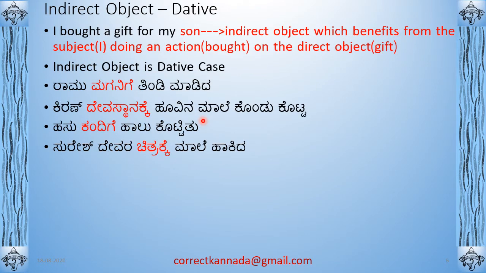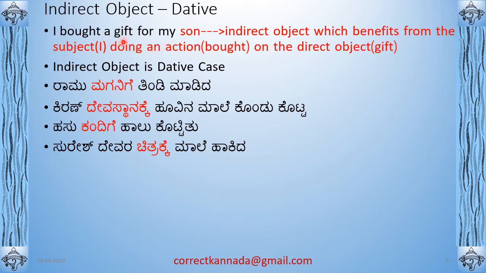Next. I bought a gift for myself. So here what are we saying? Indirect objects are in dative case. Dative is chaturthi vibhakti, the ge, right? If you put the ge suffix, it's called chaturthi. So indirect objects are those nouns which benefit from the direct object.